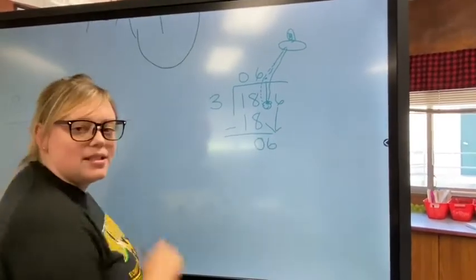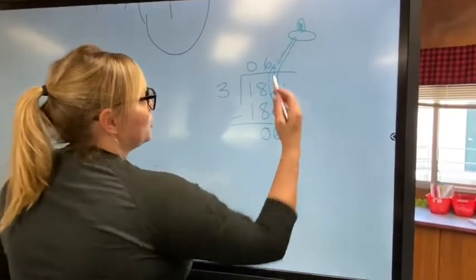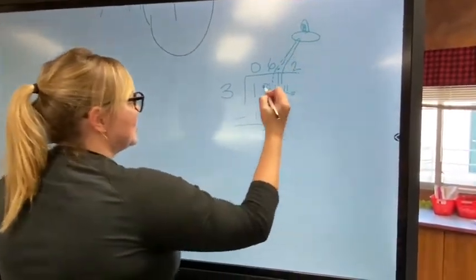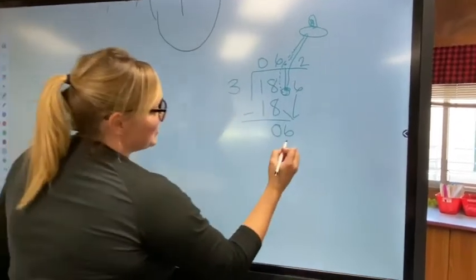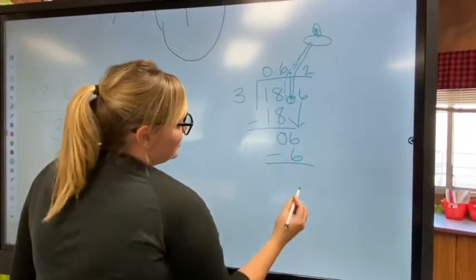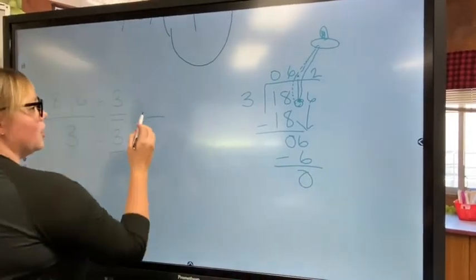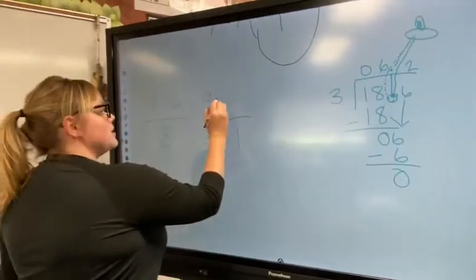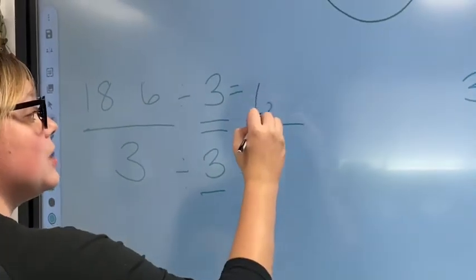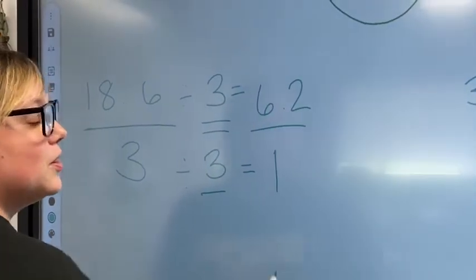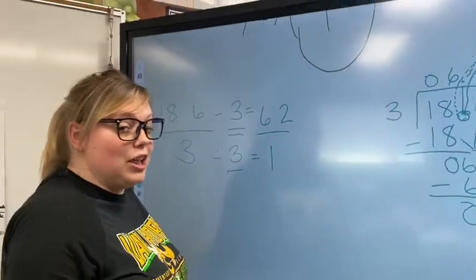Can 3 go into 6? Yeah, it can. 3 can go into 6 2 times. Okay, 2 times 3 equals 6. 6 minus 6 is 0. So the unit ratio, 18.6 divided by 3 equals 6.2. Oh my gosh, so cool.